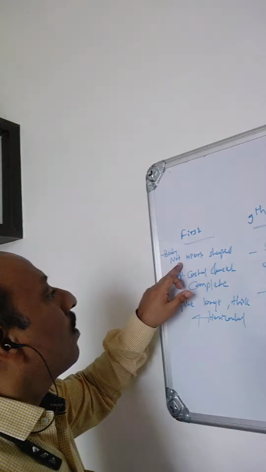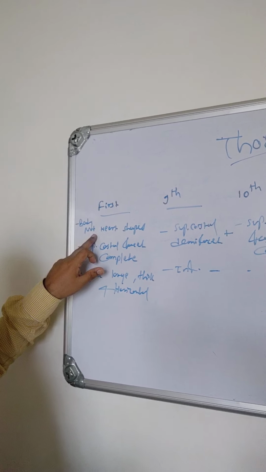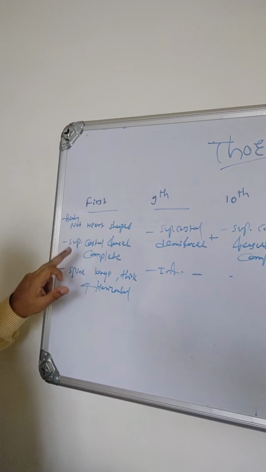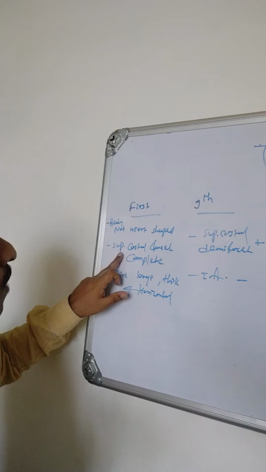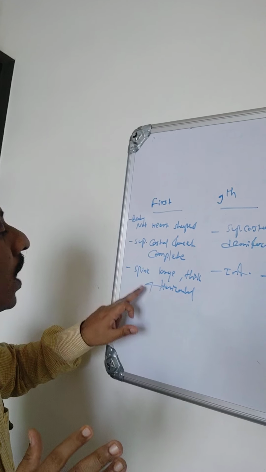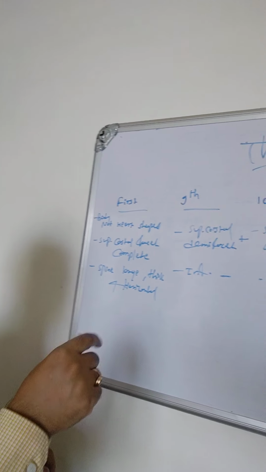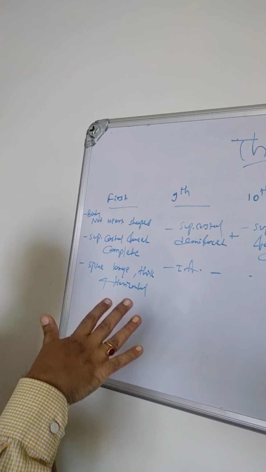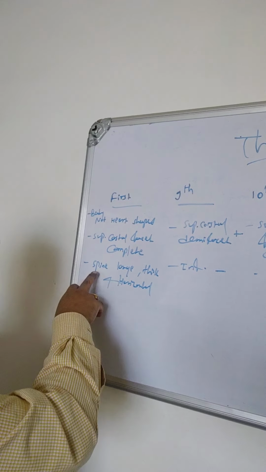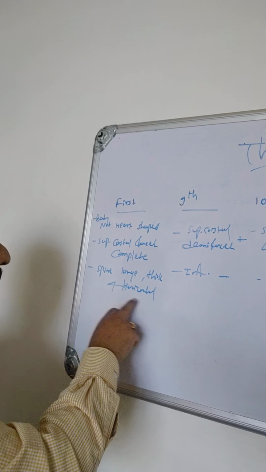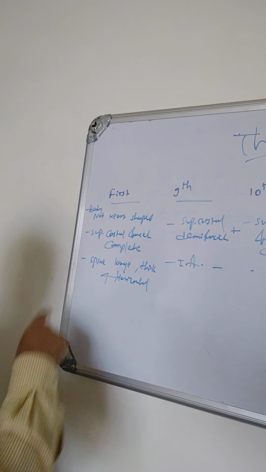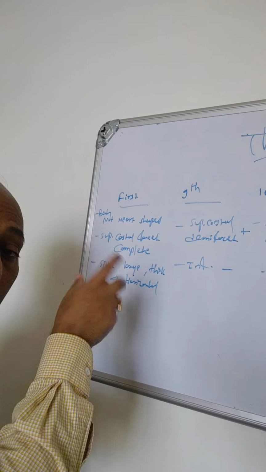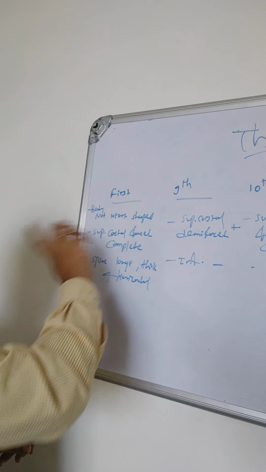The first thoracic vertebra has these features. Its body is not heart-shaped. The superior costal facet is complete, and the spine is large and thick, and it is horizontal. It is not directed downward and backward, but is quite horizontal like C7. Superior costal facet is complete, not a demifacet, and the body is not heart-shaped.